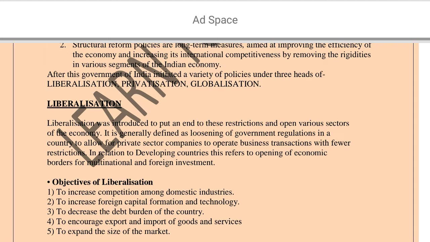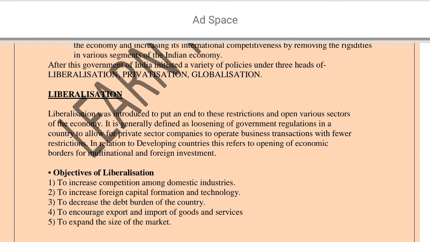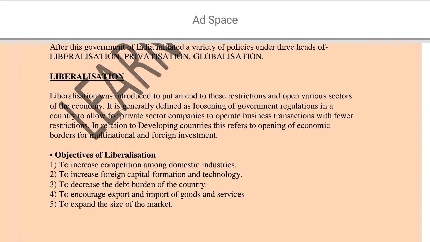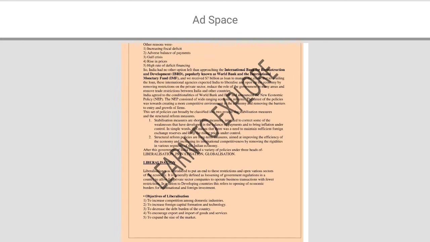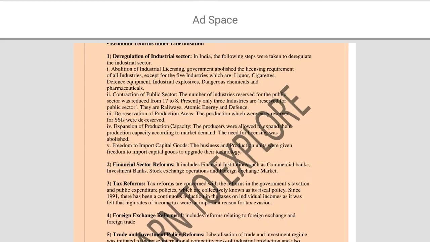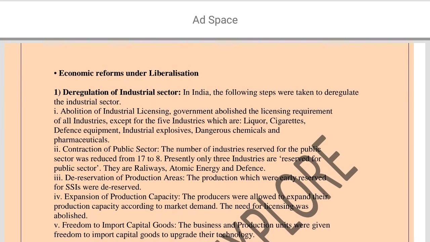opening up of the economy. And what were the particular objectives of liberalization? Let's look at it here. Objectives of liberalization were as follows: to increase competition among domestic industries, to decrease the debt burden, to increase foreign capital and capital formation and technology, to encourage export and import of goods and services, to expand the market size. And so these were the economic reforms under liberalization that took place in the country.